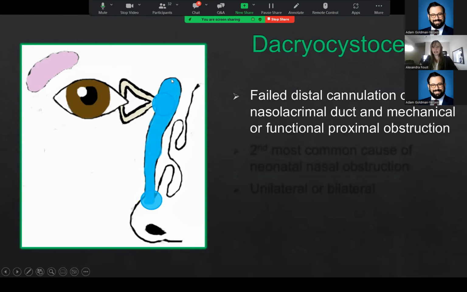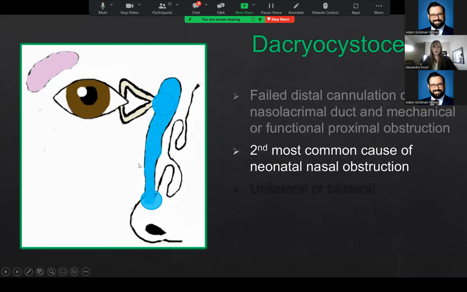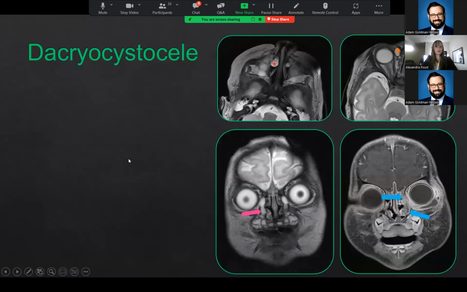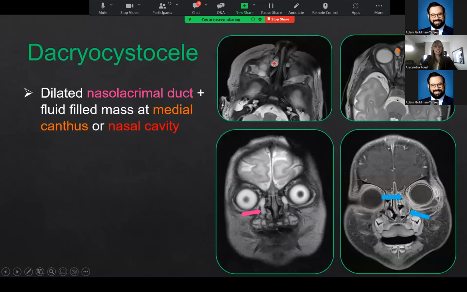You can also get a more proximal obstruction, which can be functional or mechanical. And so you can end up getting dacryocystoceles both proximally and distally. And this is the second most common cause for neonatal nasal obstruction. You can see them unilaterally or bilaterally. And so this is an example.